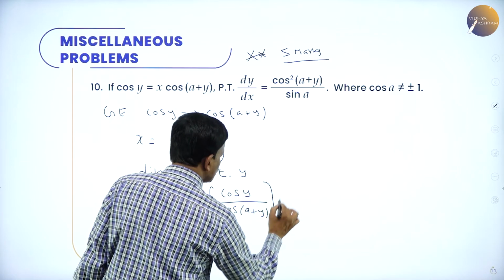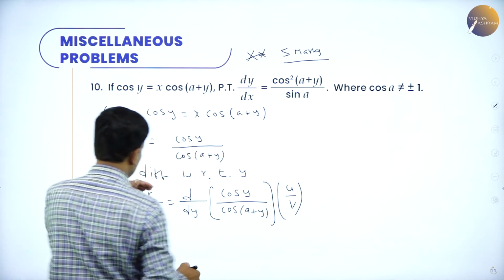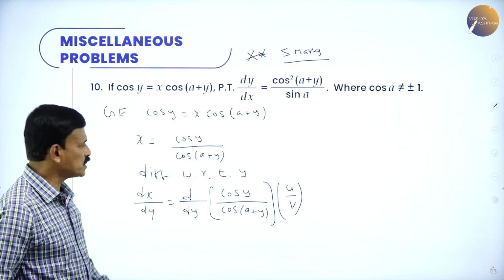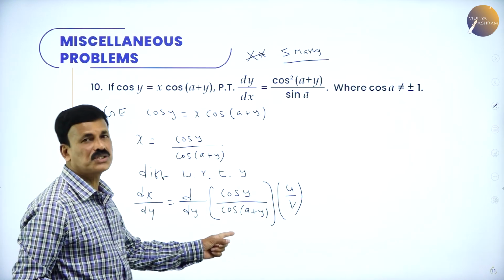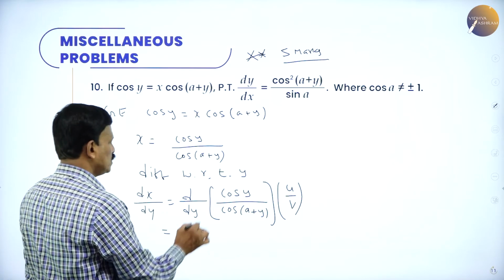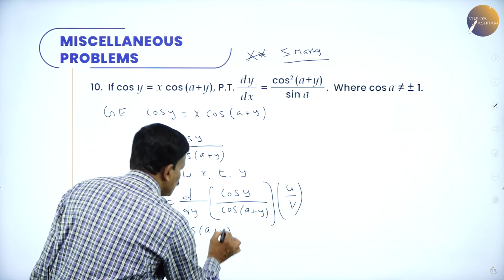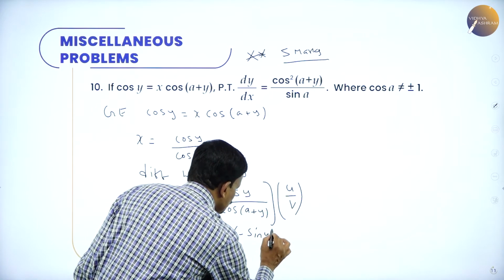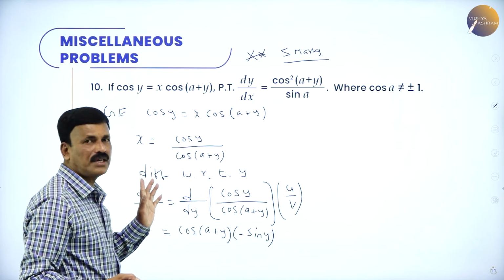Now, this is of the form u by v, numerator over denominator. dx by dy is equal to d by dy of cos y divided by cos of (a plus y). This is u by v. We are differentiating this function with respect to y. So, straight away I can put the denominator cos of (a plus y) into the differentiation of cos y, which is minus sin y. There is no need to put dy by dx because we are differentiating y with respect to y.